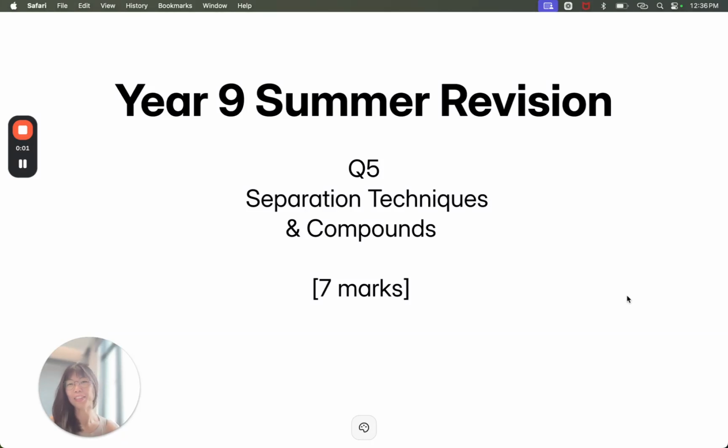Hello, we're going to dive into the next question. This is on separation technique. This is usually our second chapter that we'll be introducing in year 9. So we're going to follow the sequence, so it won't be too difficult for you. Alright, so 7 marks, let's dive in.